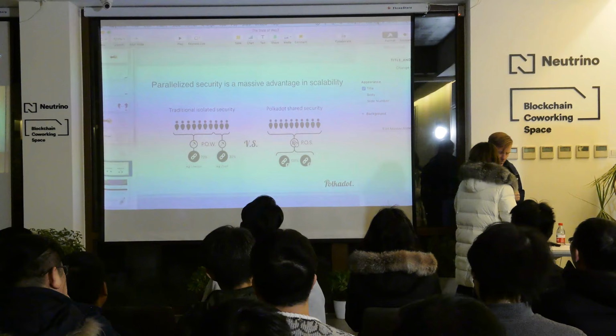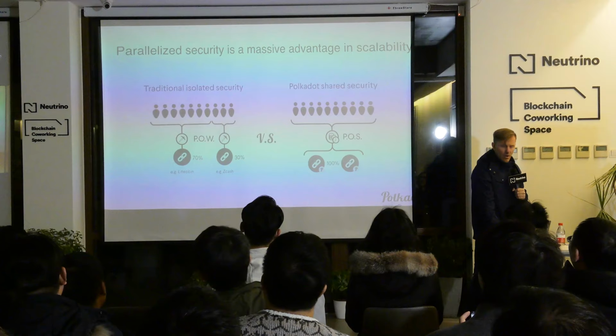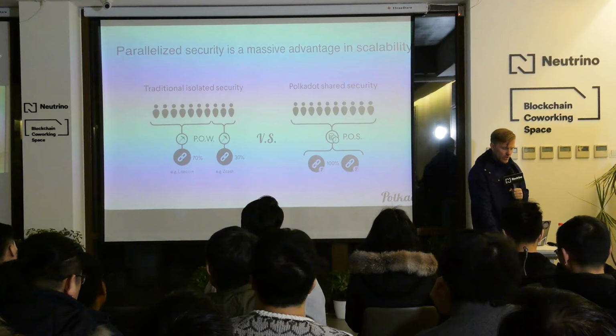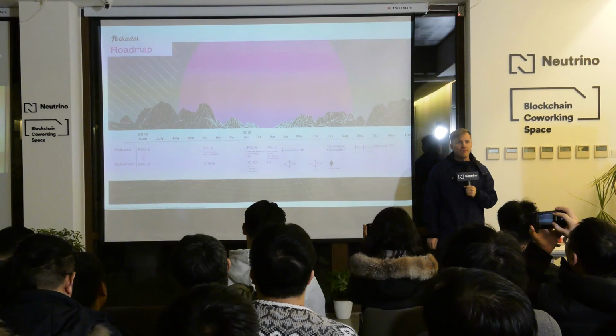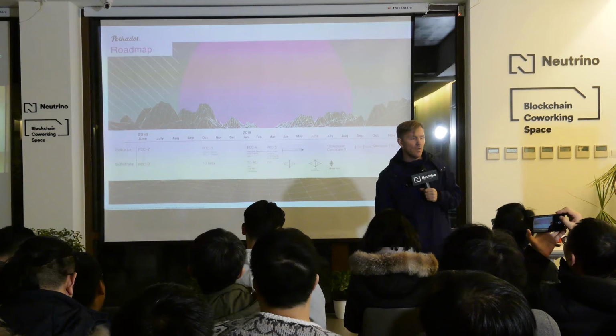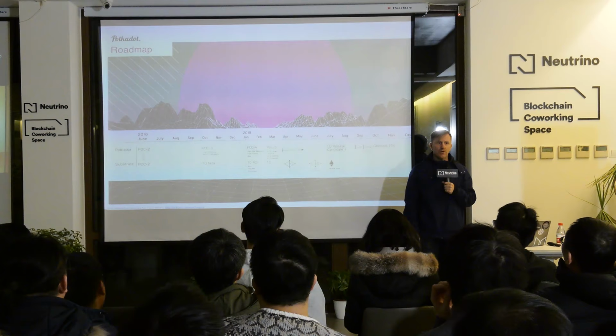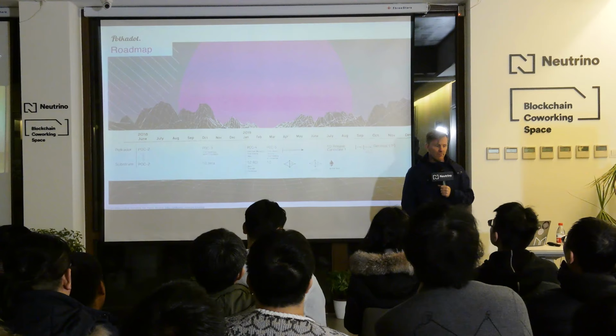So again, this is sort of what I'm talking about when I say a novel approach to architecture allows for dramatically improved scalability. One of the things I'm most excited about with this project is the roadmap. In the history of our industry, we have never seen a major project ship a major milestone on time. And this will be the first project, to my knowledge, in the history of our space to ship ahead of schedule. And again, that goes back to the technical leadership of Gavin and his team at Parity.